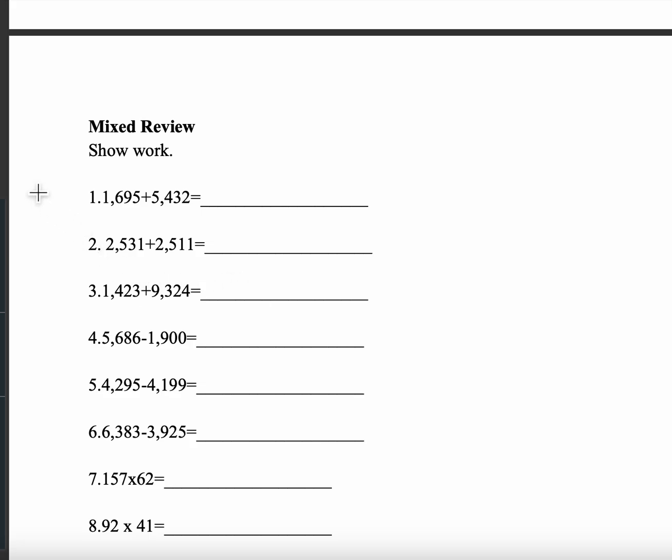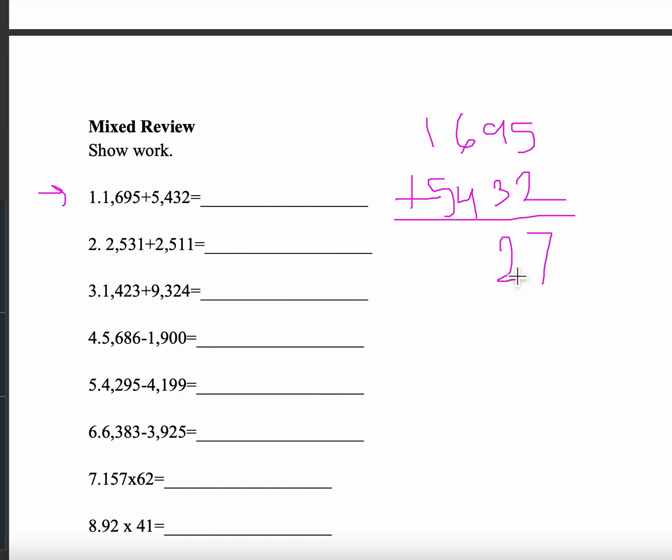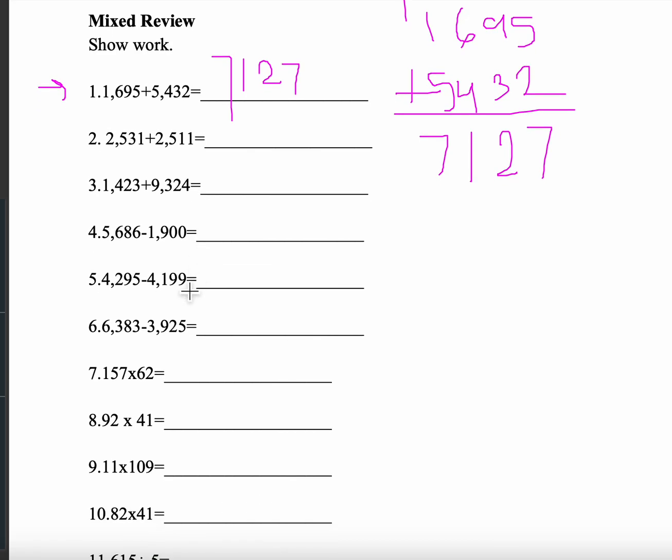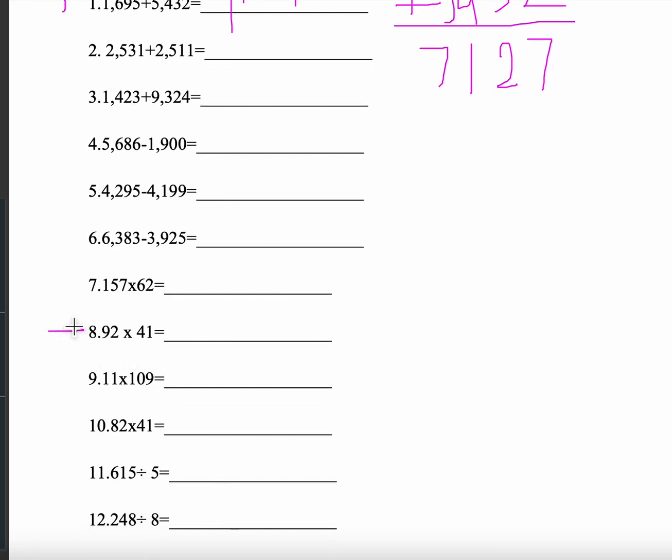Let's try number 1 here. We have 1,695 plus 5,432. This is quite simple. 5 plus 2 is 7. 9 plus 3 is 12. We add the 1 here. 10 plus 1 is 11. We add the 1 here. And 1 plus 5 is 6. Plus 1 is 7. So this would be 7,127.